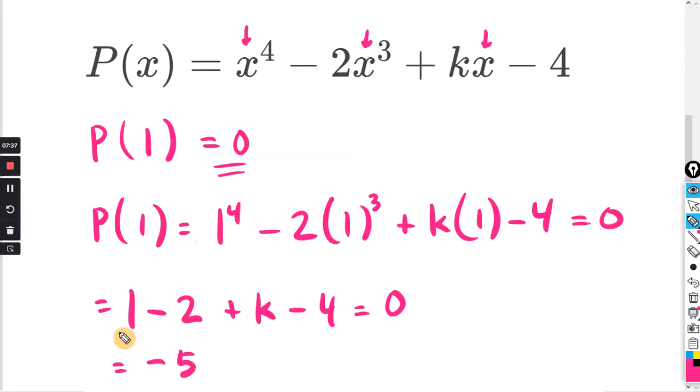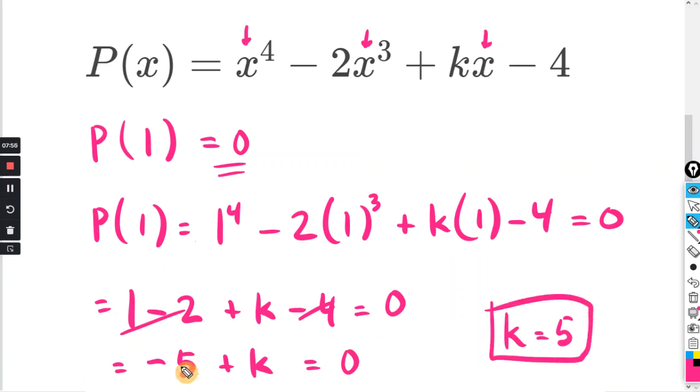So 1 minus 2 is negative 1. Minus 4, it's negative 5. And we still have plus k. And that equals 0. So negative 5 plus what equals 0? Well, that's just k. That's just 5. So k equals 5.